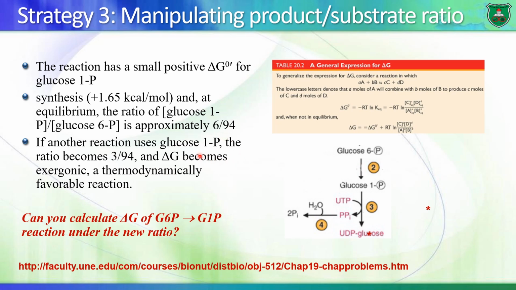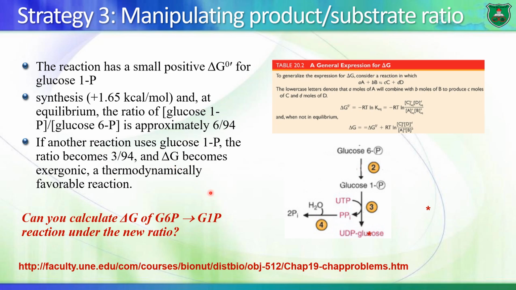Now, whenever we use the glucose 1-phosphate in this reaction, the ratio becomes 3:94. That is 3 molecules of glucose 1-phosphate to 94 molecules of glucose 6-phosphate. So you reduce the amount of glucose 1-phosphate from 6 to 3. And that makes delta G exergonic.